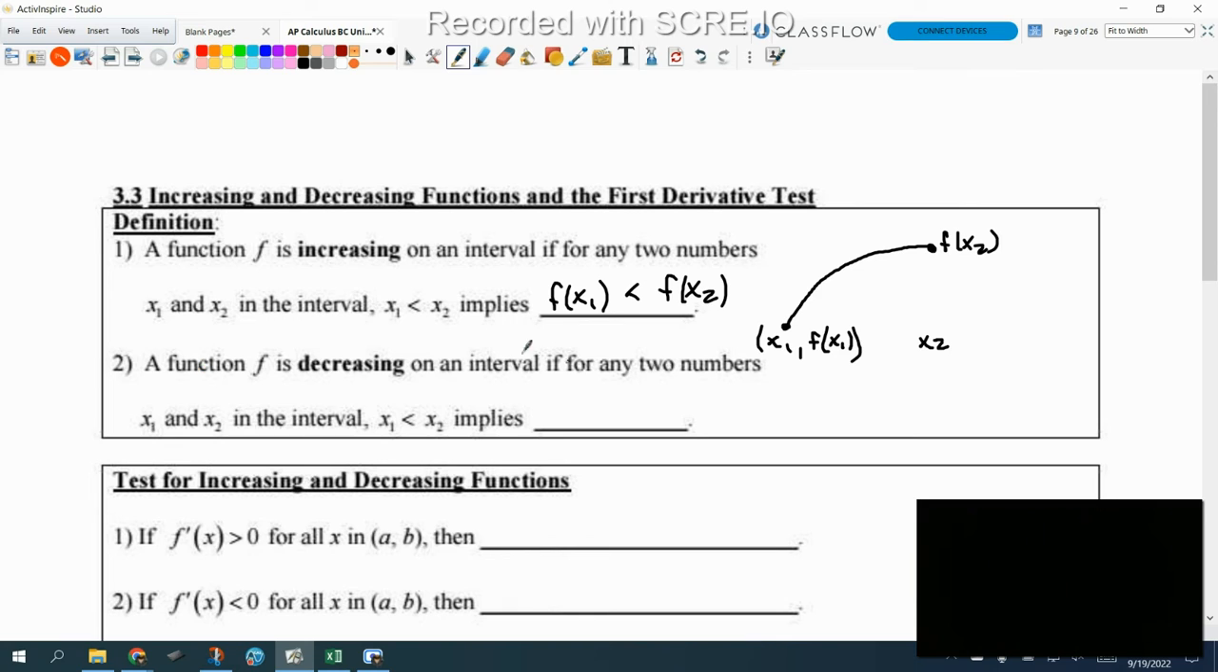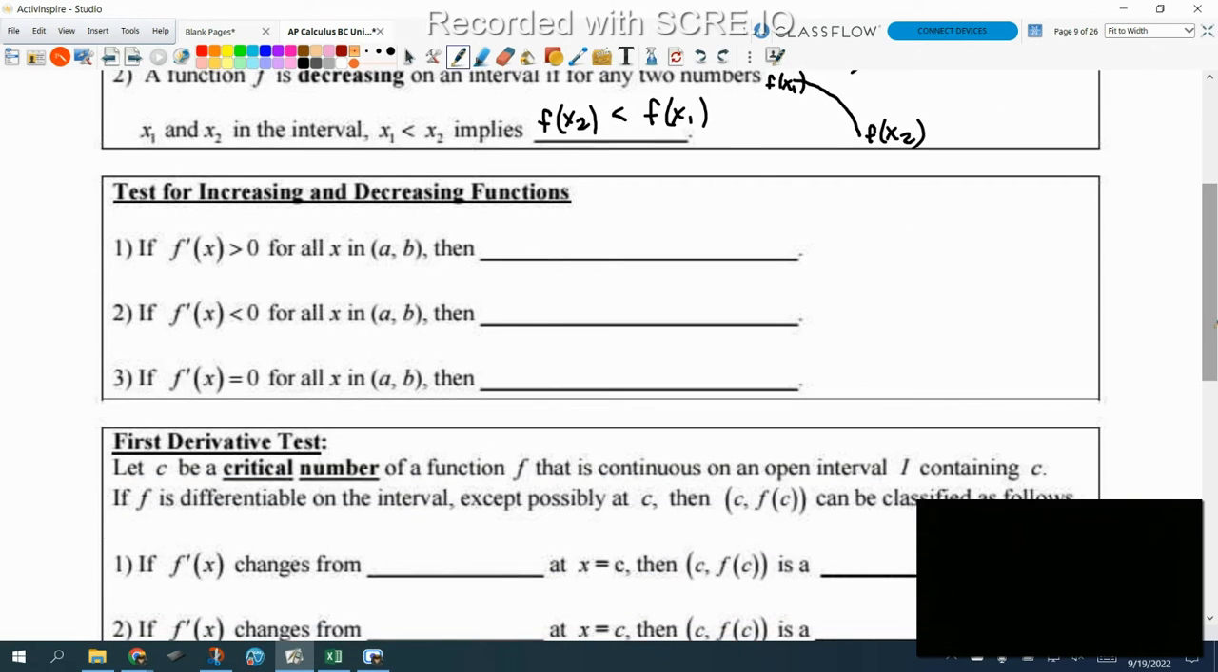All right, a function is said to be decreasing on an interval if for any two numbers x1 and x2 in the interval, x1 being less than x2 implies that f of x2 is less than f of x1. So that would start high, end low. This is f of x1 on the left side, and then this is f of x2 on the right side. So f of x2 is less than f of x1.